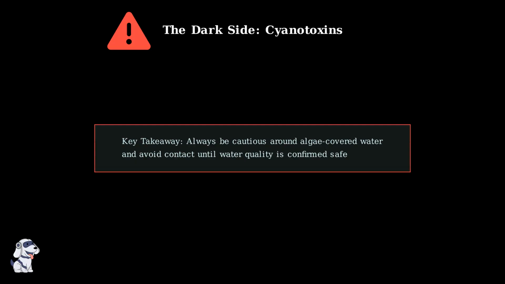Understanding this dark side of Anabaena helps us appreciate the complex nature of these organisms and the importance of monitoring water quality in our environment. Anabaena produces two main types of dangerous cyanotoxins that pose serious threats to living organisms. These are anatoxin A, which targets the nervous system, and microcystins, which damage the liver.